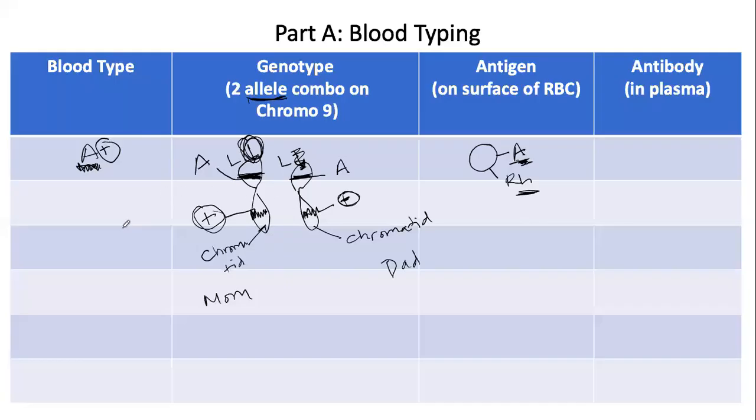So we have different blood types. I'll go over it in a little more detail in a minute. We have blood type A, blood type B, and blood type O. Those are our choices for ABO. A and B are dominant over O, and O is recessive. A and B share dominance, so we call that an example of codominance.